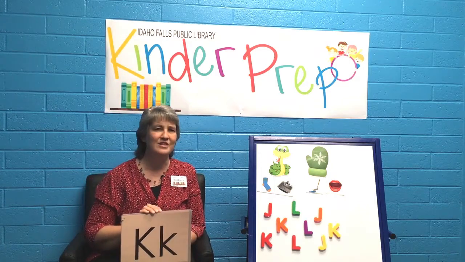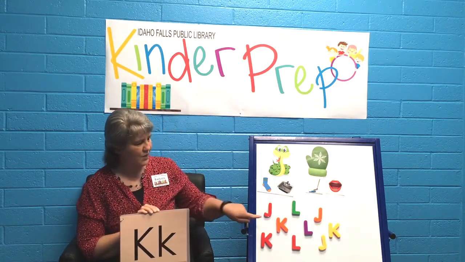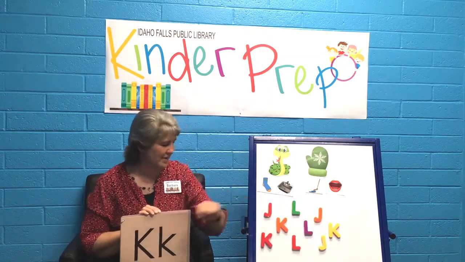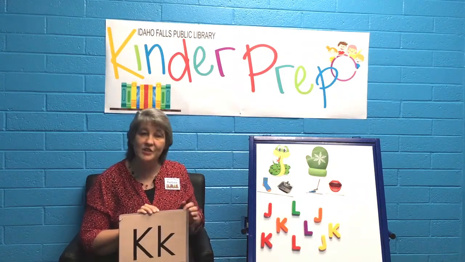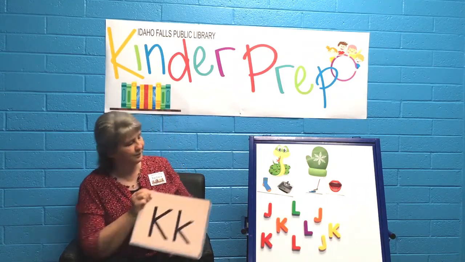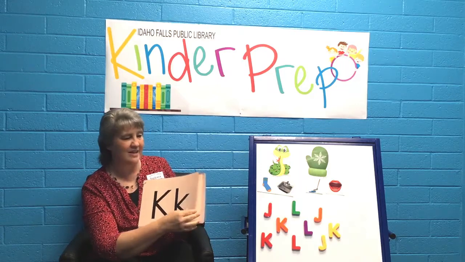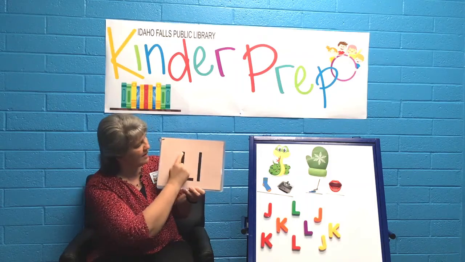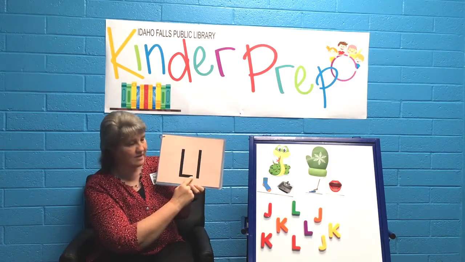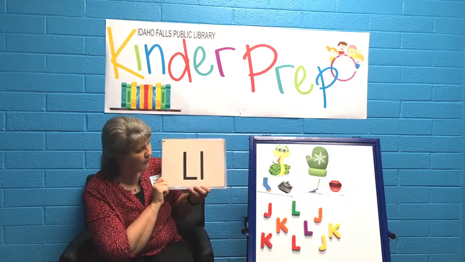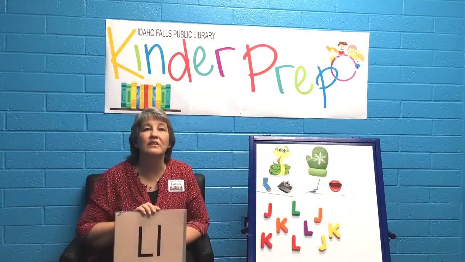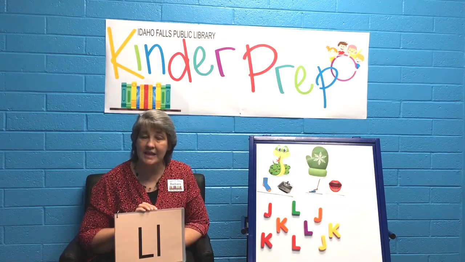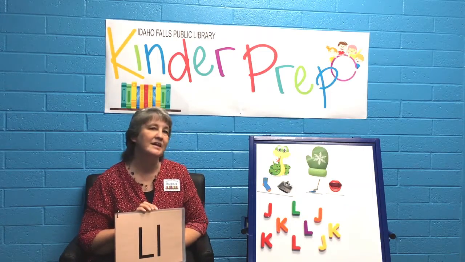How many K's did you find? 1, 2, 3. Did you find all 3 K's? Our last letter is the letter L. The capital L is a big stick down, little stick across. And the sound is L, like in little, lemon.